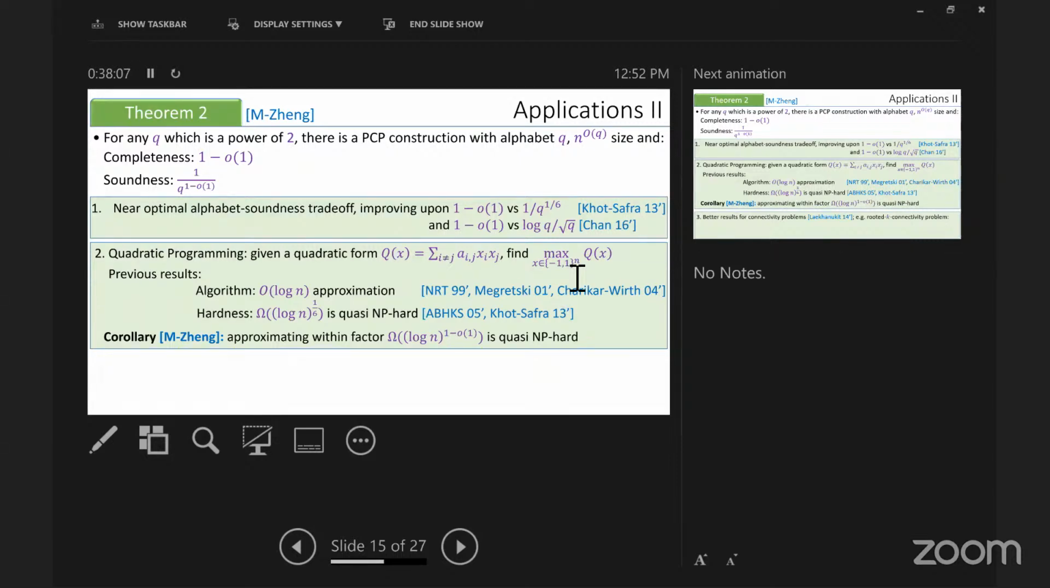This is the reason that I'm mentioning the size. For this result, it's important to take q to be a large power of log n. Chan has instance size n to the 2 to the q because he's using the long code, and it's painful. It's a good point. For this result, you really want a good dependency of the size on the alphabet size.